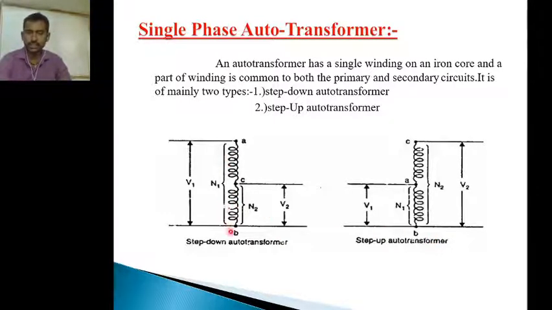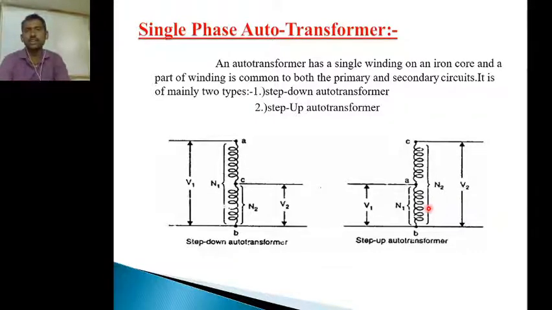So this is the diagram for the step down transformer. On the primary side we have more number of turns and on the secondary side we have fewer number of turns, and we consider some part of the primary number of turns as the secondary winding turns. Similarly in the step up transformer also we give the supply to some part and take the load from the total number of turns. So the secondary number of turns is more, then the transformer is called the step up transformer.